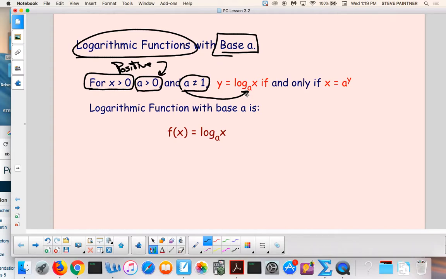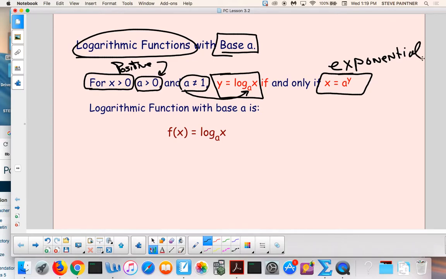So this is what it says. Here is how you see a log problem. Y equals log base A of x. That's how you read that. Y equals log base A of x, if and only if this is true right here. This is called exponential. This is what you guys did yesterday.